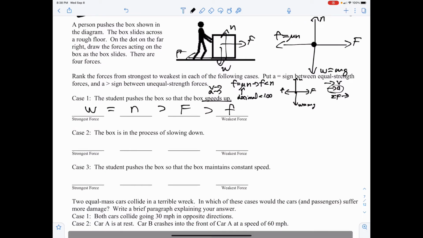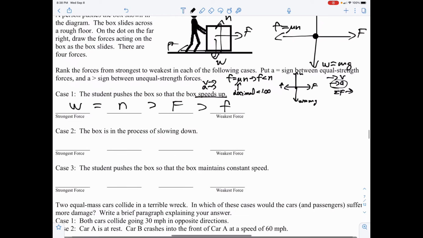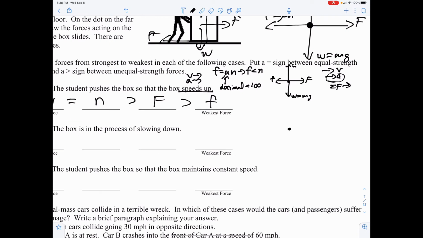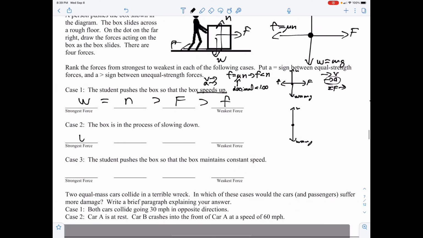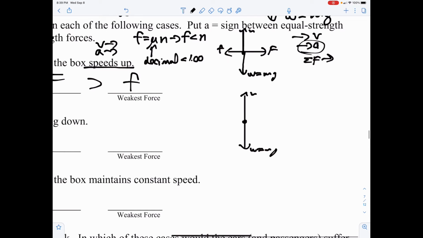In case 2, the object is slowing down. So go and draw the free body diagram again. Again, we have normal force, and we have weight. Okay, and again, they're equal. But this time, if the object is slowing down, my velocity goes one way, my acceleration goes the other way, my net force has to go that way.